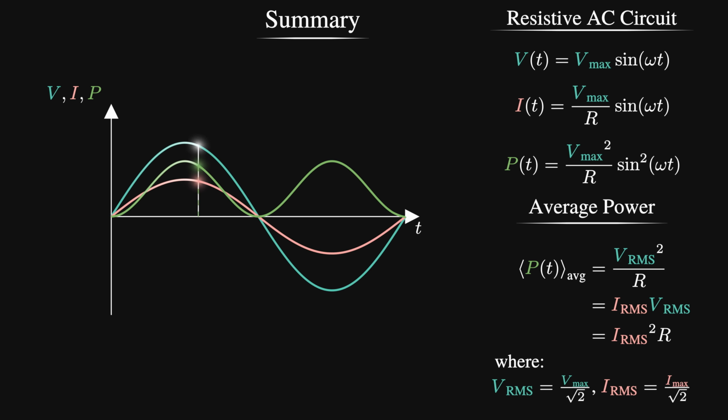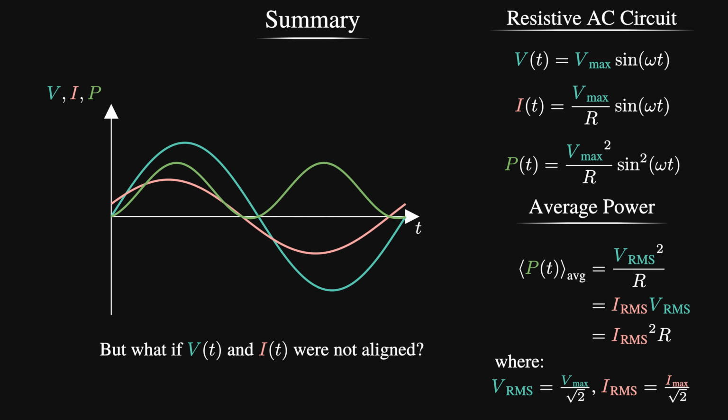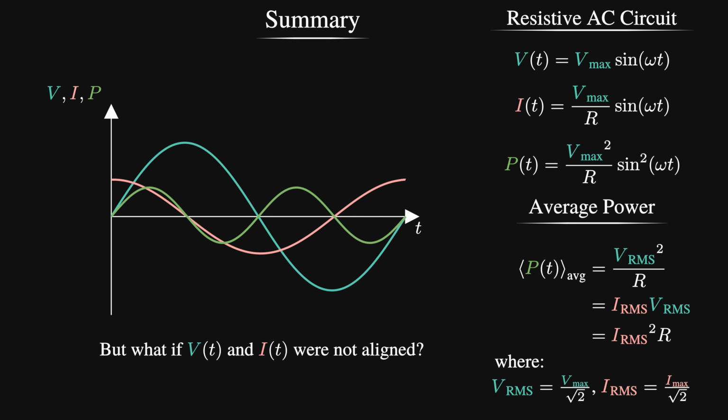Now this is all correct, but there is a catch. In a simple resistive circuit, the voltage, current and power all rise and fall together. And because of this, we can use the DC formulas for the average power. But this is a very special case. In most AC circuits, the current and voltage are not aligned. And when that happens, power behaves very differently, such that energy can actually flow back into the source.